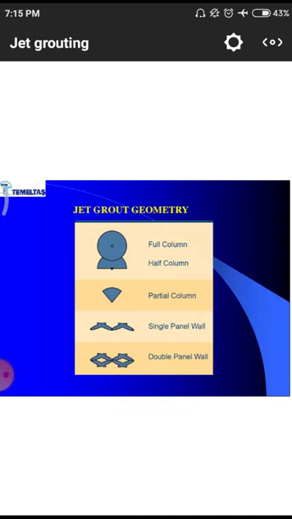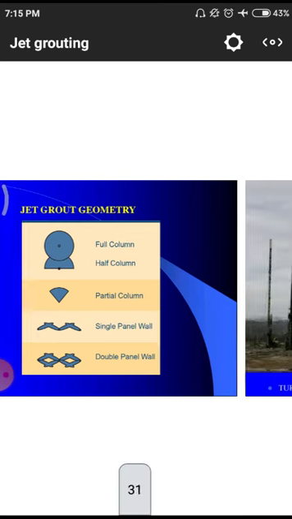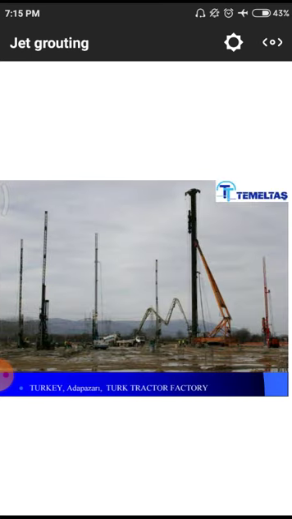Here is how the phenomenon works: jet grouting for a full column, a half column and a partial column, and a single panel wall, double panel wall. These are the symbols we are using. These are the equipments used in jet grouting, especially in this case study. The study is going on in Turkey.